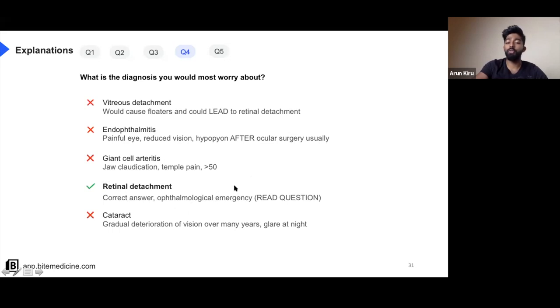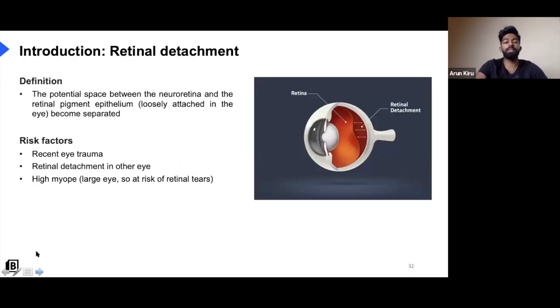This is an ophthalmological emergency. Remember, it says, what would you most worry about? Which is another clue. And cataract is a very gradual, over decades, deterioration of your vision. The glare at night is a good other symptom to look out for with cataract, if your MCQ mentions that. So we'll quickly cover retinal detachment.